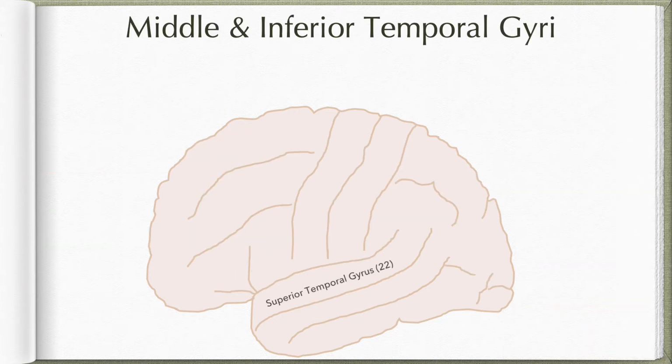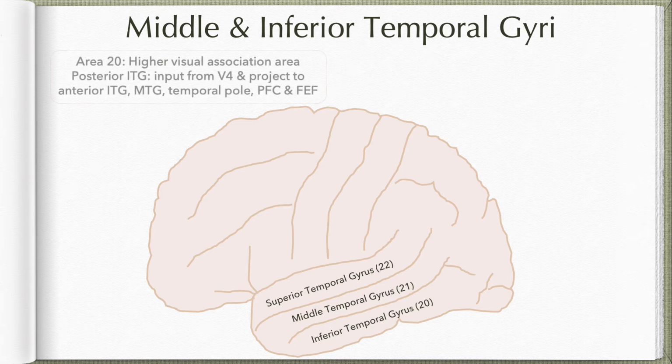In addition to auditory area, we also have on the superolateral surface superior, middle, and inferior temporal gyri. The inferior temporal gyrus, or area number 20, is the higher visual association area. The posterior part of the inferior temporal gyrus receives input from V4, which is the anterior part of the area number 19, and then it projects to anterior part of the inferior temporal gyrus, middle temporal gyrus, temporal pole, prefrontal cortex, and frontal eye field.